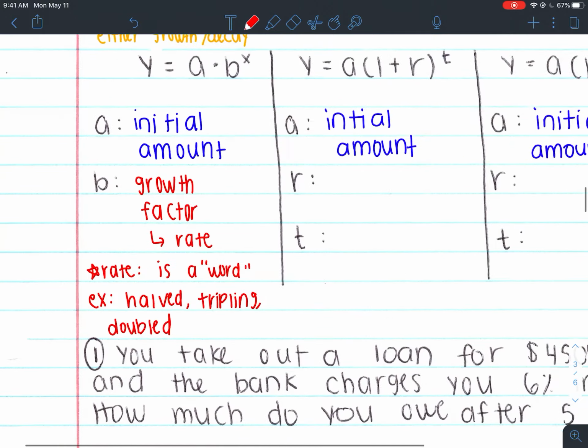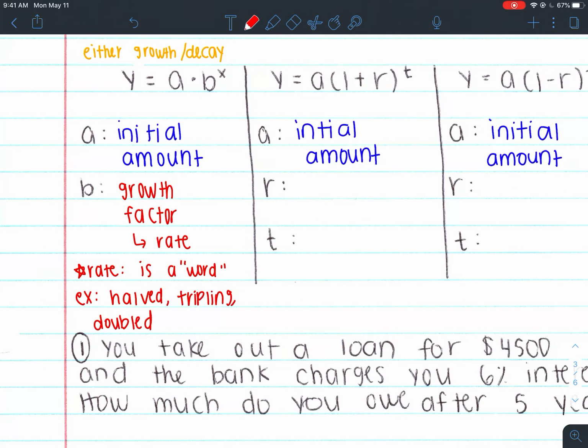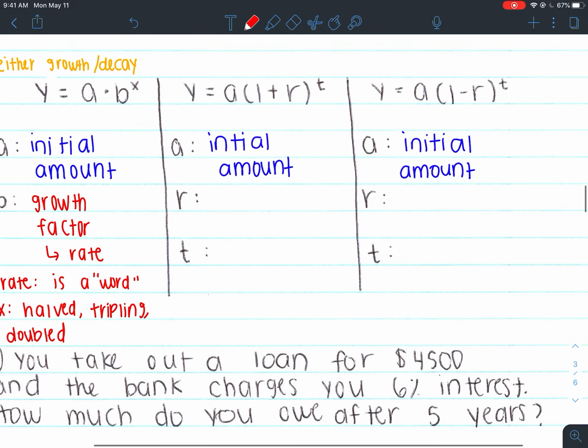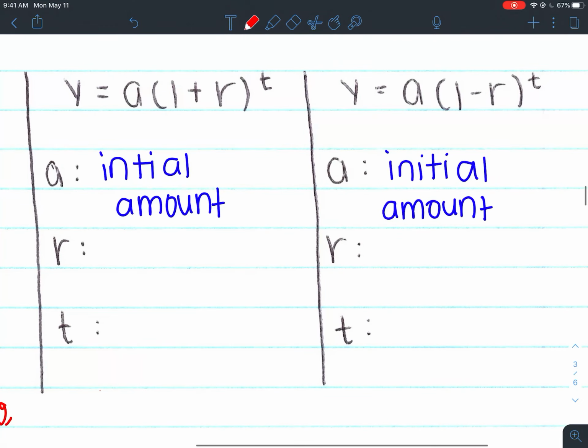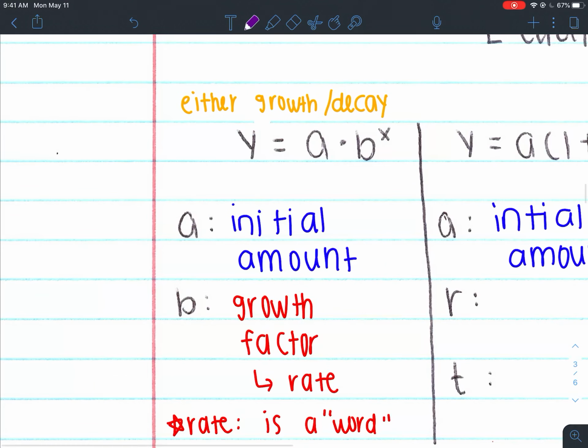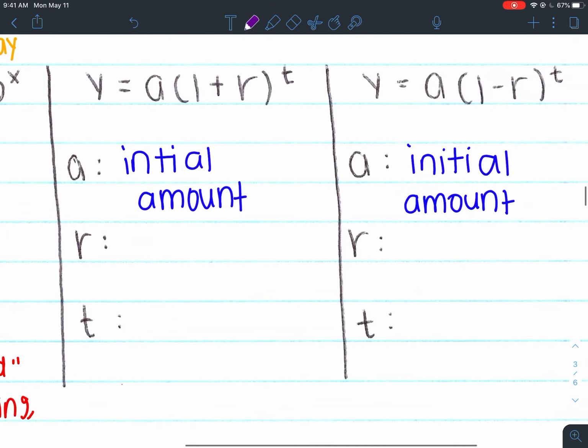So you have to know which one of these equations to use. You can't just pick the same one for all word problems. The first one is if you see that your rate is a word, that's when you would use that one. Okay, let's look at these next two. These are the ones that go hand in hand with each other. Again, the first one can be growth or decay, so it's always a possibility for any word problem as long as you can determine whether it's growth or decay. For these two, one's growth and one's decay.